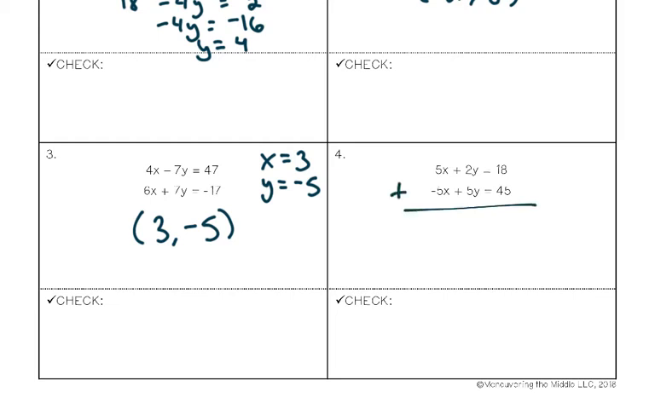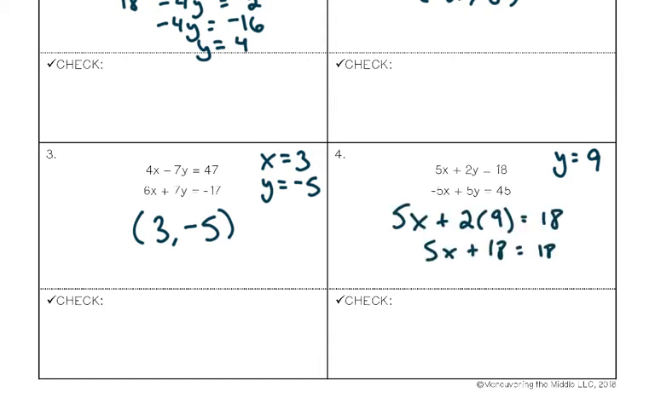I'm going to add. The x's cancel. 2y plus 5y is 7y. And 18 plus 45 equals 63. When I solve for y, I get y equals 9. I'm going to plug that value of y equals 9 into either one of these equations. I'll pick the first one.